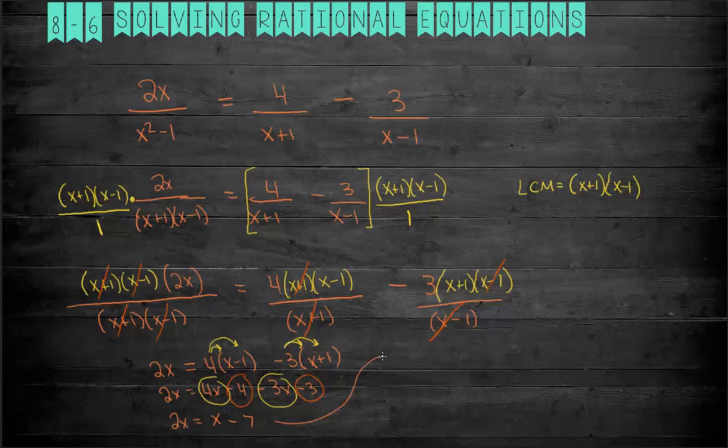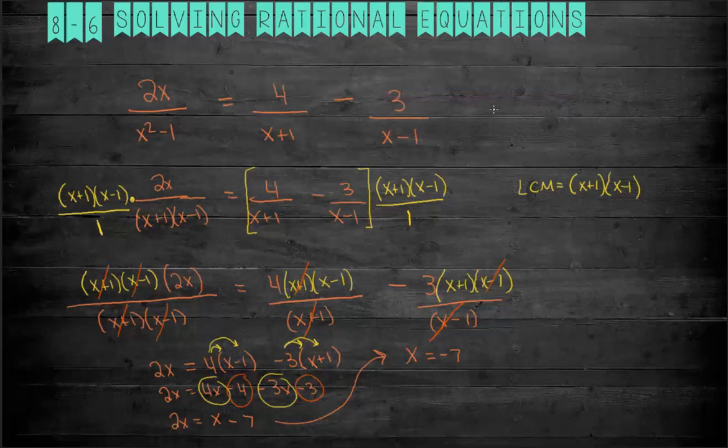I'm going to continue my work over here. I want to solve for x, so I'm going to subtract x from both sides to get the x's on one side of the equation. So we end up with 2x minus an x gives us just 1x equals negative 7. Now that is our solution, but we always want to double check against our restrictions for x.